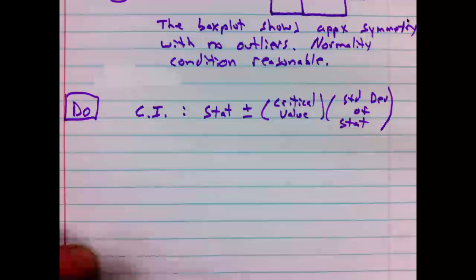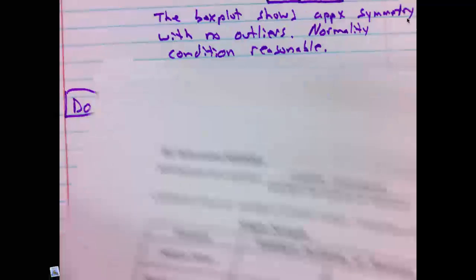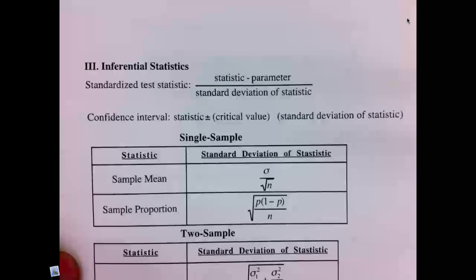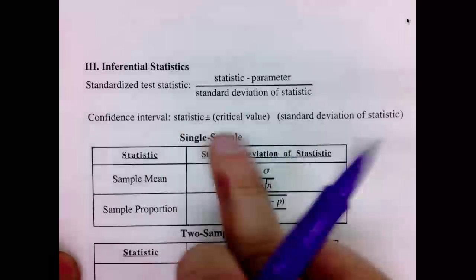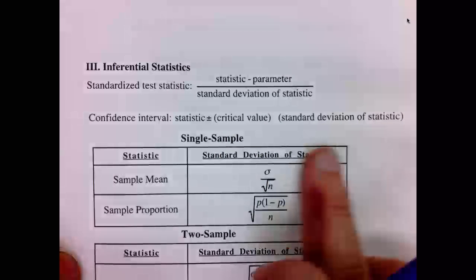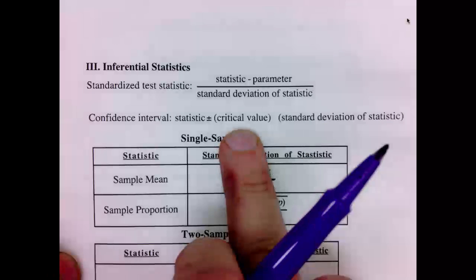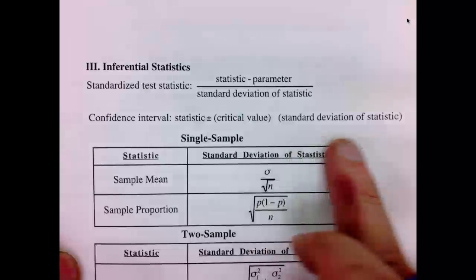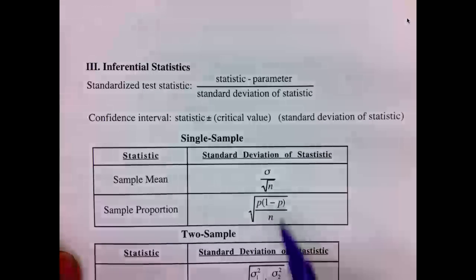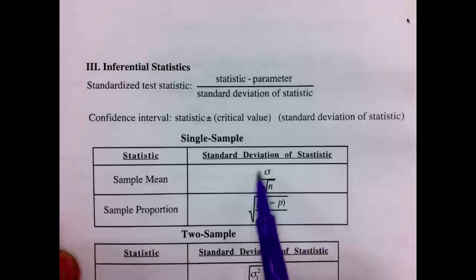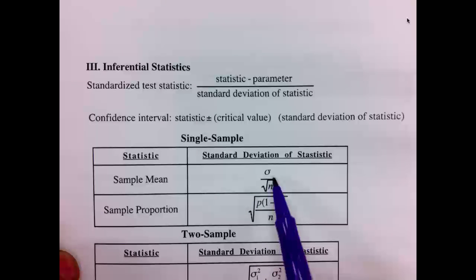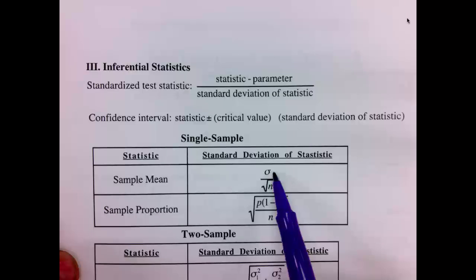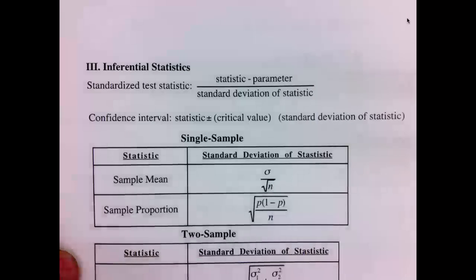Confidence interval. Here I am again looking at the formula chart. You need to have this at all times. Confidence interval is the stat plus or minus the critical value times the standard deviation of the stat. Well, the critical value previously was our z star. Now we're in the t distribution, it'll be t star. Standard deviation of the stat: we're talking about the sample mean. Here is our standard deviation, but we're going to replace the population sigma with the sample s divided by the square root of n.